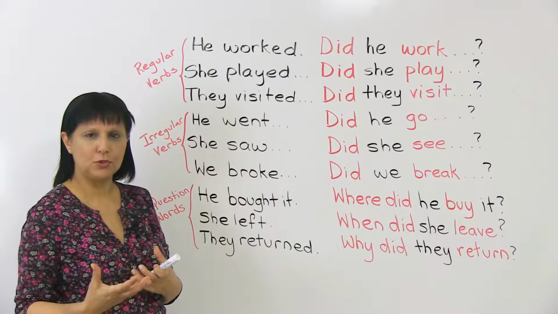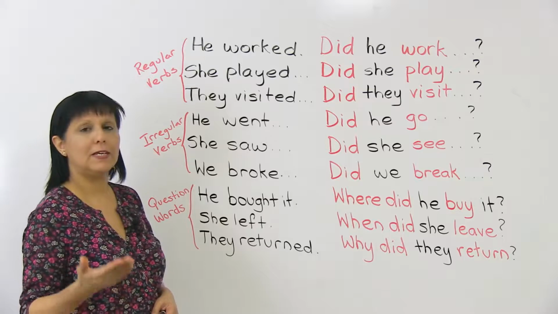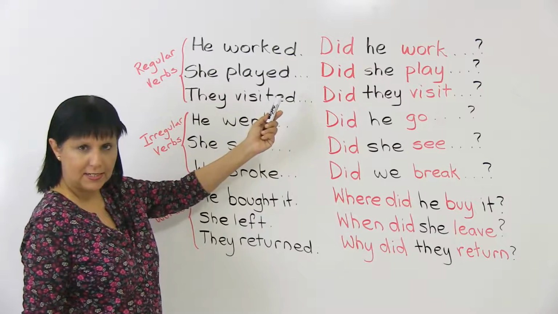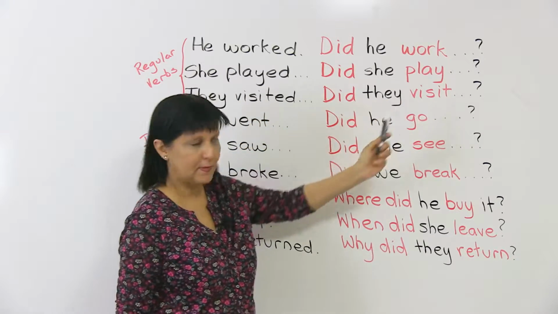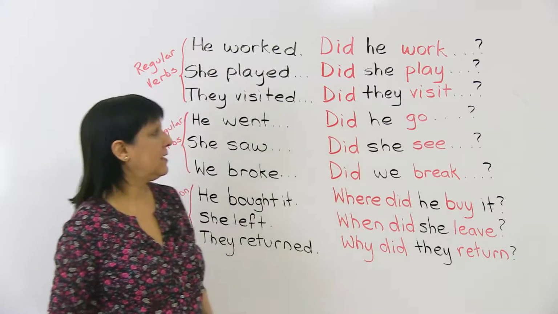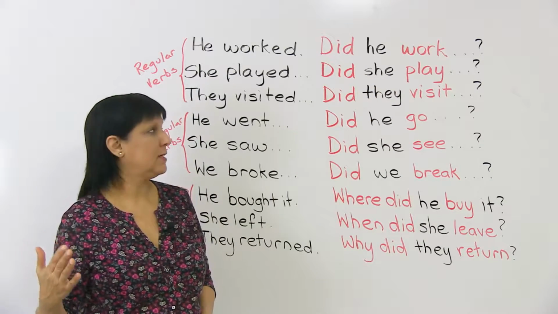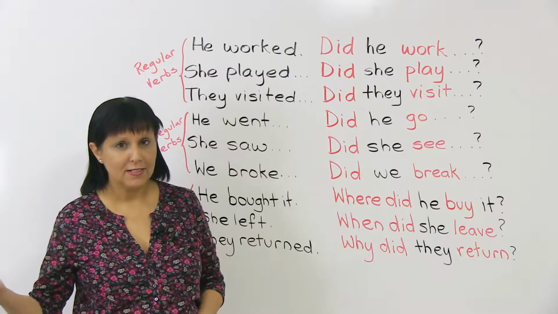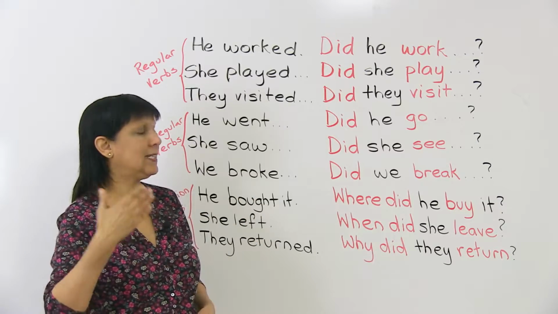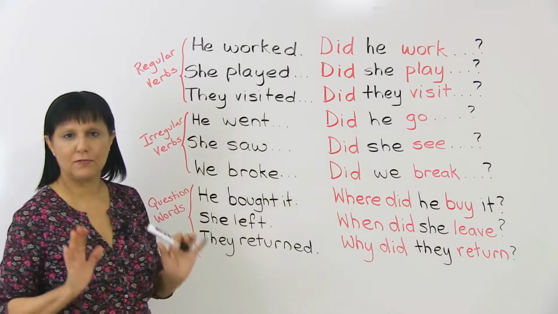Now try to repeat it with me. Listen and repeat after me. So for example, he worked. Did he work? She played. Did she play? They visited. Did they visit? All right. You see, in each case, we have come back to the base form of the verb. So do not say, did he worked? Try to use the entire expression. Did he work? Did she play? Did they visit? Okay? That's with regular verbs.